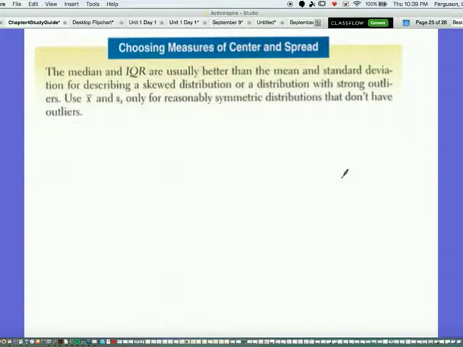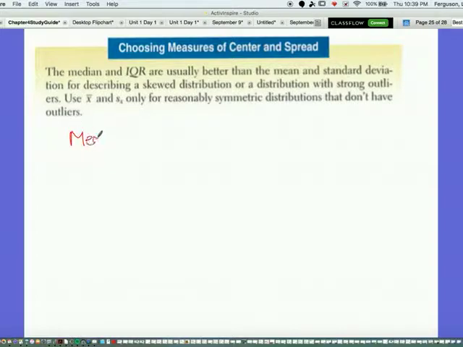Choosing measures of center and spread. The median and the IQR are usually better than the mean and the standard deviation for describing a skewed distribution or a distribution with strong outliers. We use x bar and standard deviation only for reasonably symmetric distributions that don't have outliers. So you use median and IQR if you have something that is skewed or that has outliers.